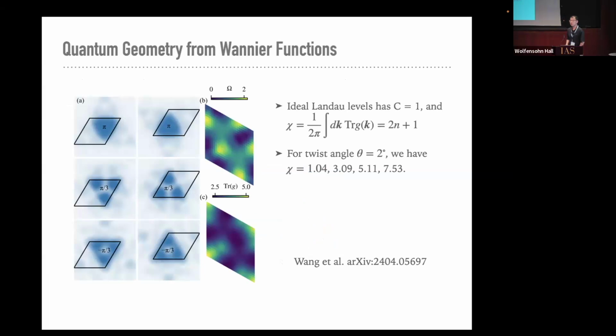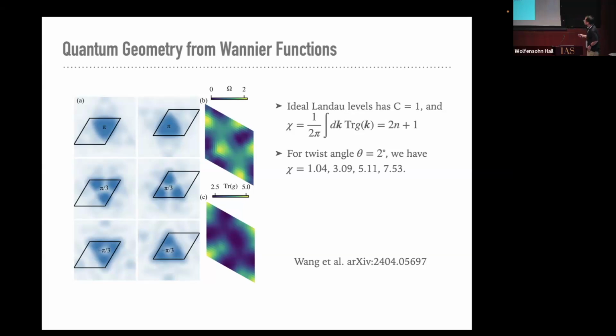But how do we verify that those are indeed a set of Landau levels rather than just a collection of some random C equals 1 bands? This is because an ideal Landau level, first, of course, carries Chern number equals 1. But secondly, the integration of the quantum metric also equals 2n plus 1, where n is the Landau level index. So it should be 1, 3, 5, 7.